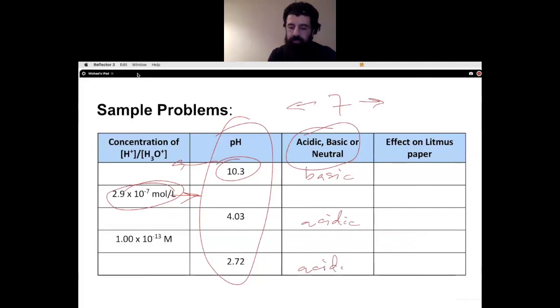On this side here, in terms of the effects of litmus paper, in 11.1 we talked about what the color changes are if we put litmus paper into an acid, or into a base. Anything that is basic will change blue. Anything that is acidic will change red. And then of course find the rest. But the answers can be found at the end of the slides.